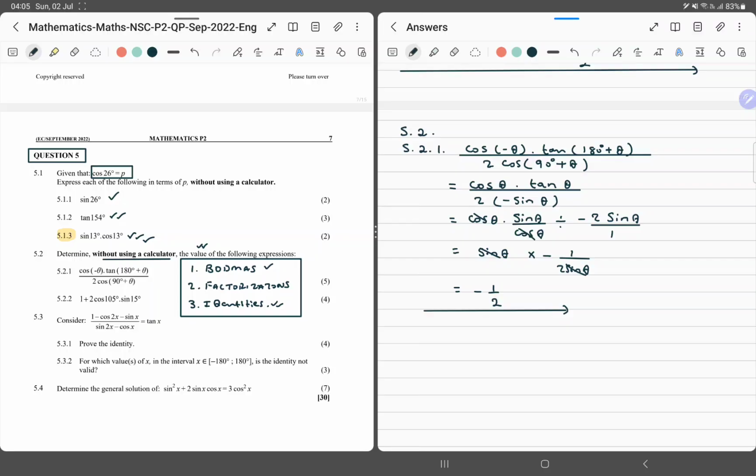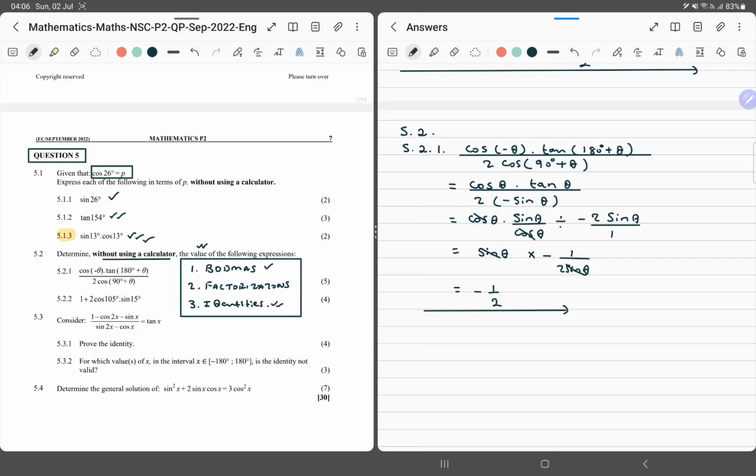You have to double check this type of question because they will hurt you. So assign any value for theta and double check what is going on here. We've got cos of minus 2, for example, if we say theta is 2, times tan of 180 degrees plus 2, which is our theta, and then we're dividing this by 2 into cos of 90 plus 2. So what do I get? I get minus a half. So that means my work is good.